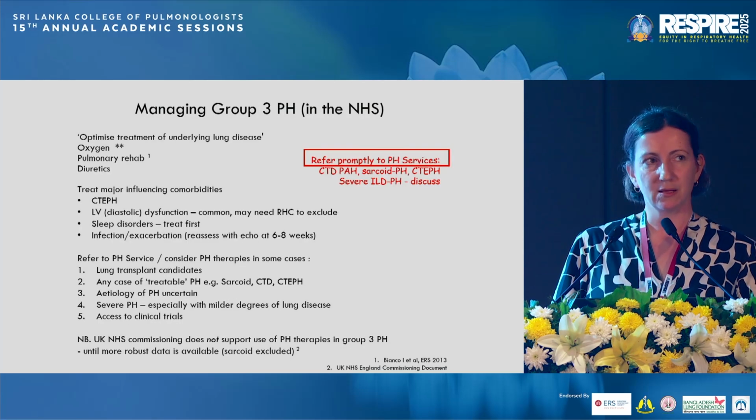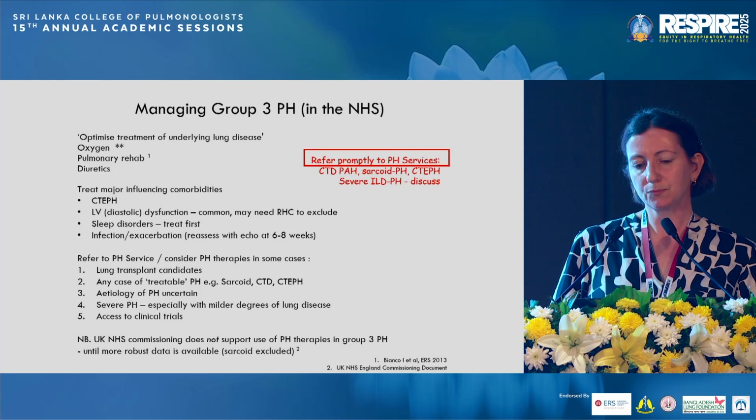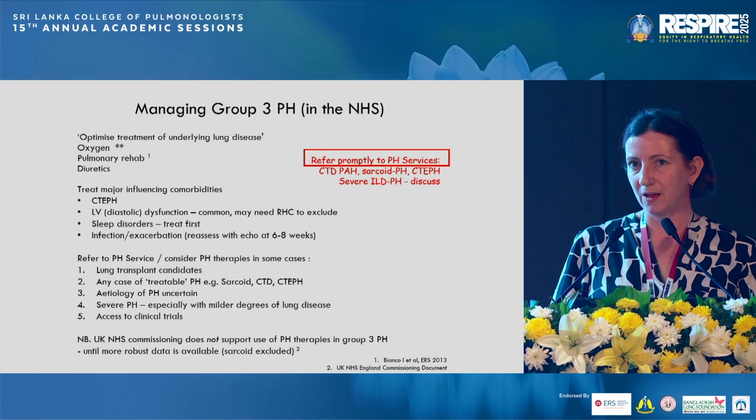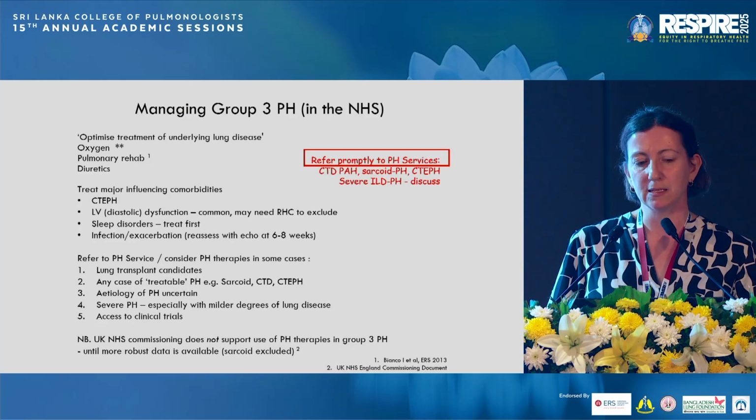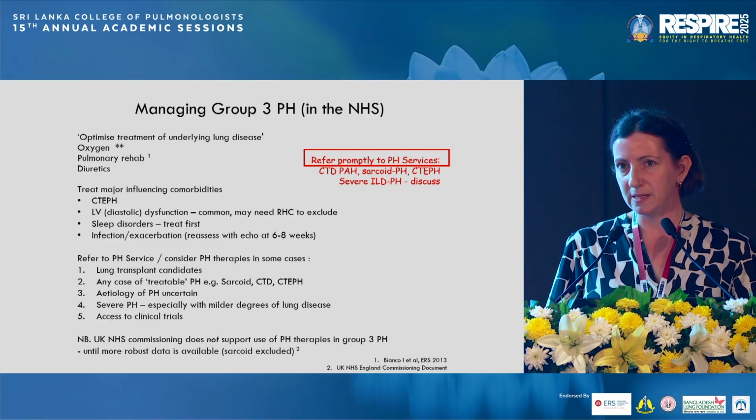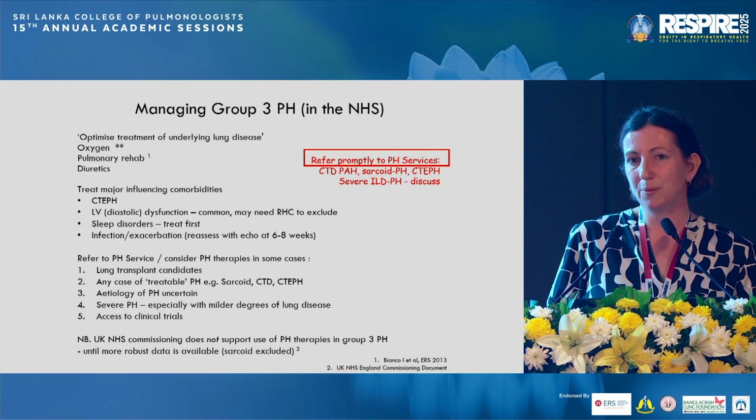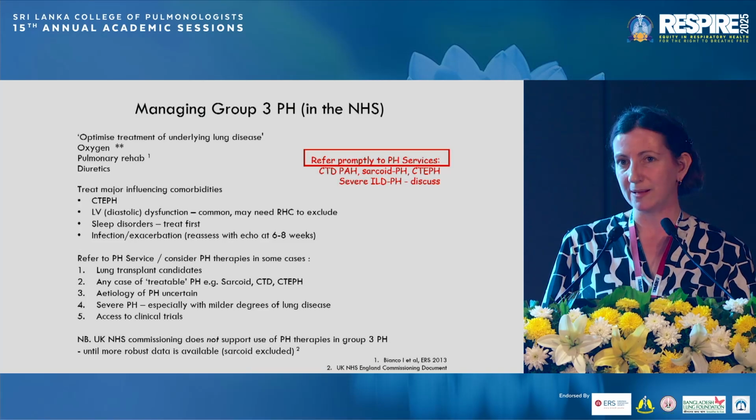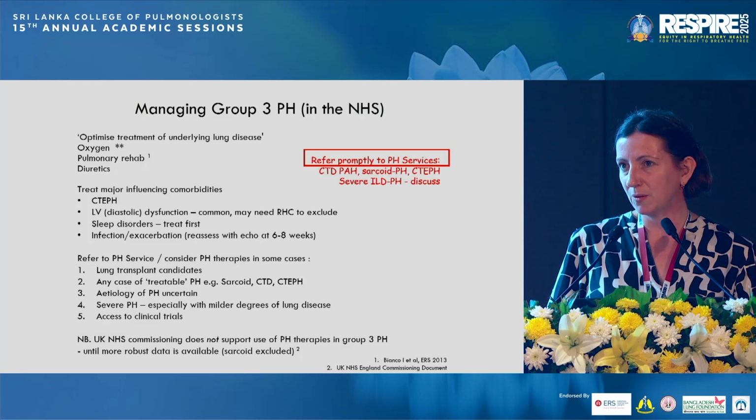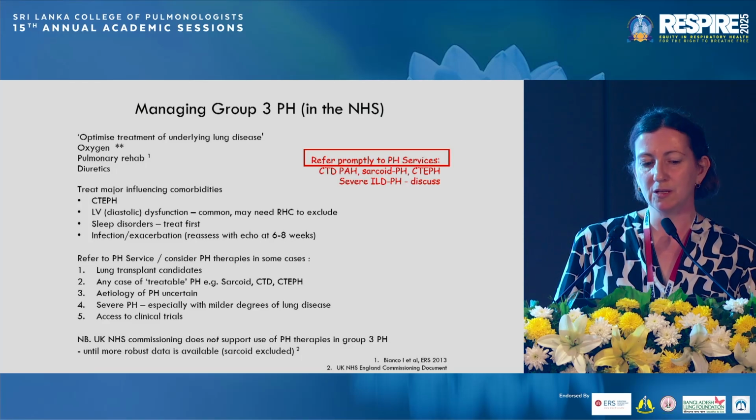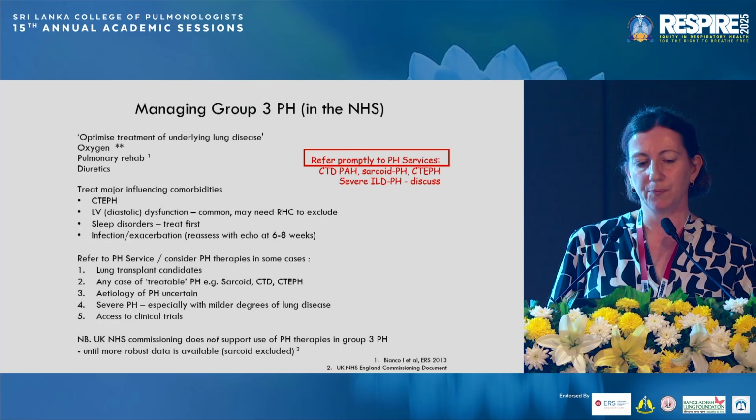Now, this is my last slide. This is what we do in the NHS. We think about optimizing the underlying lung disease, and I highlighted that with the obesity hypoventilation slide. Oxygen according to COPD guidelines, pulmonary rehab, and use of diuretics. We often use a loop diuretic, sometimes starting with furosemide, later bumetanide, with spironolactone, often eplerenone in men, since eplerenone causes less nipple discomfort. These are the practical things we do.